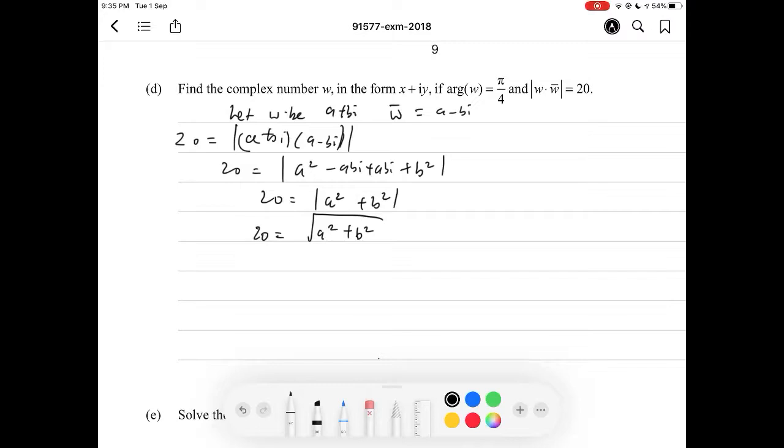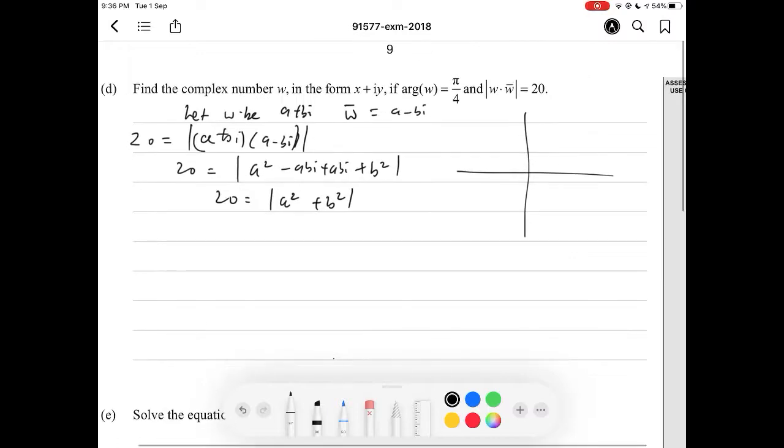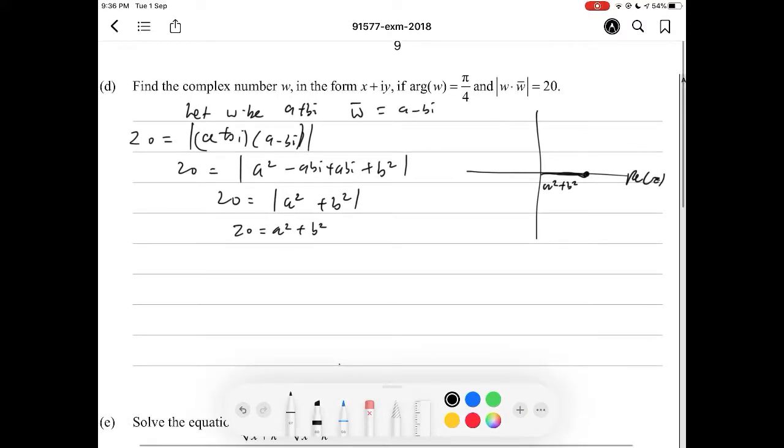Okay, so wait, sorry, what am I doing? 20 equals the modulus of a squared plus b squared. Okay, so this is actually all real. So this number here, a squared plus b squared, is somewhere here on the real plane. So the modulus of this will simply be equal to a squared plus b squared, okay? So 20 equals a squared plus b squared.